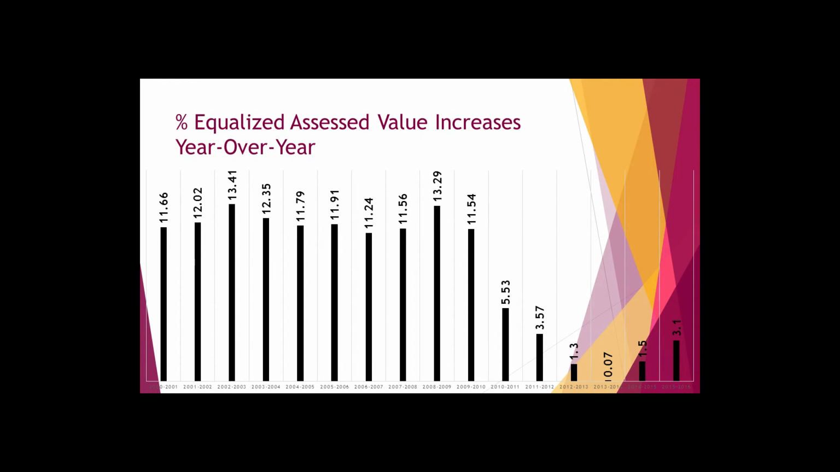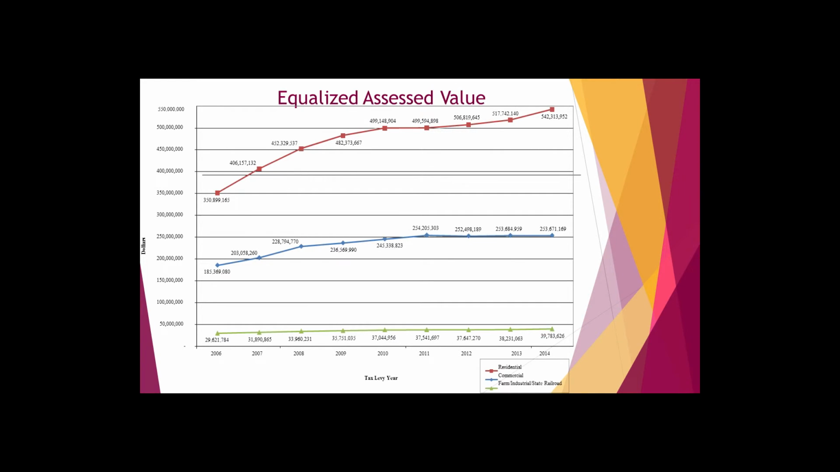This chart shows our equalized assessed values broken down by type. The red line at the top is residential. That is where most of our property value lies, and that is where we continue to see an increase. The middle line, the blue line, is commercial, and it has remained steady over the last few years, but we're hoping that it will go up in the future. And then the farm, industrial, state railroad is our lowest property value amount, and it has also been pretty level even further back than property value or commercial.